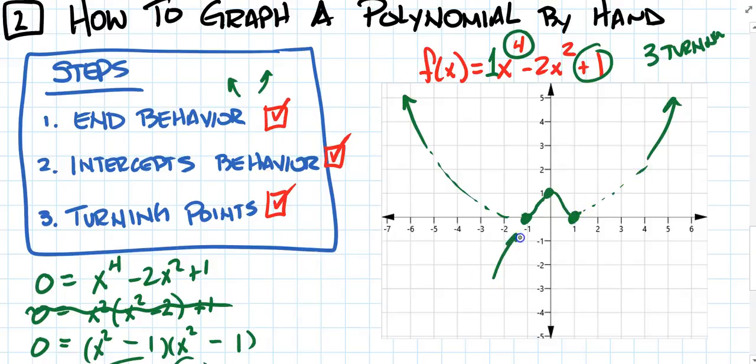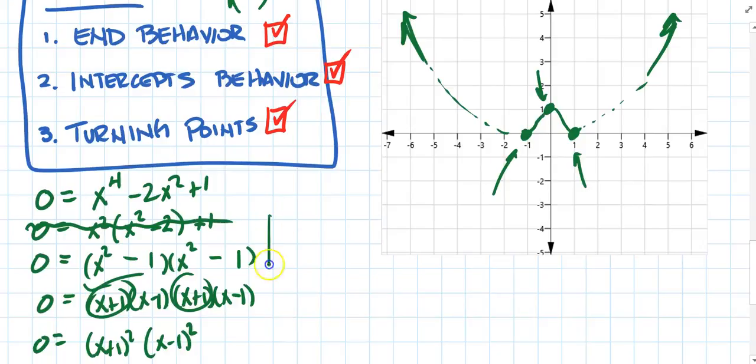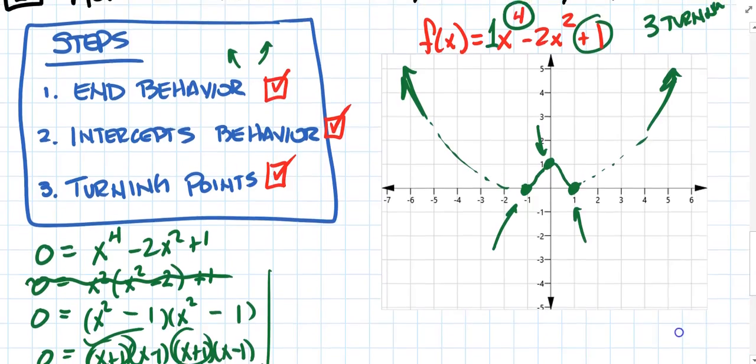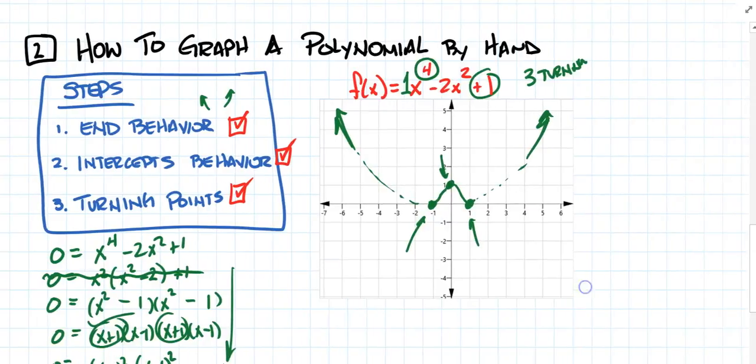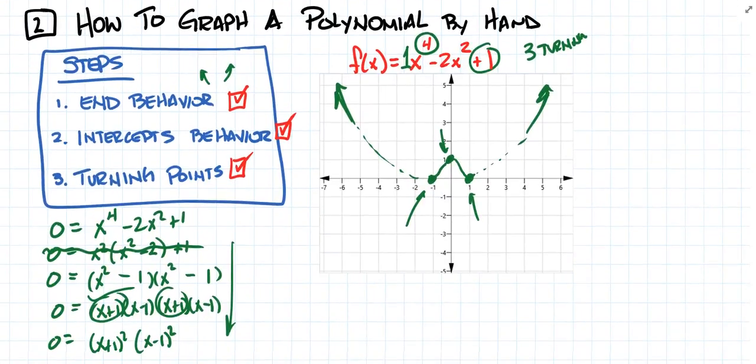So look, I've got 1, 2, 3 turning points. My end behavior is up on the left and up on the right. I have a y-intercept at 1. I have found my x-intercepts by doing some cool factoring here, which I probably should have brushed up on first before I started this video, but that's all right. And there is the concept of my graph. So that's kind of what we expect you to be able to do, is to graph that polynomial by hand.